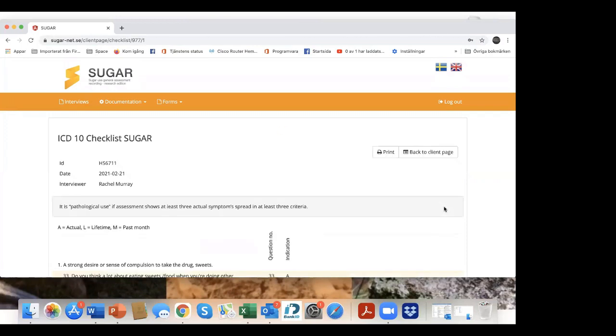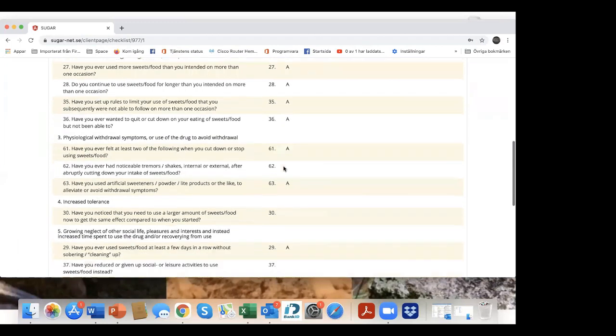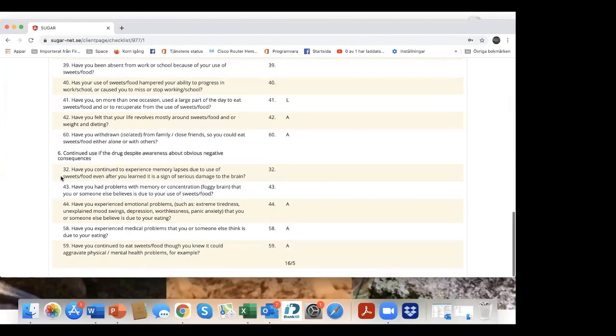So if you open the ICD-10 checklist, you see that A, actual, is the last 12 months. L, lifetime, is more than 12 months ago. And it is a pathological use if the assessment shows at least 3 actual symptoms spread in at least 3 criteria. So let's look here. Okay, look at all the A's here. And here are the criteria in ICD, number 3, 4, and so on. And when you look here, this client has 16 out of 24 symptoms spread in 5 criteria. So that is pathological use, really.